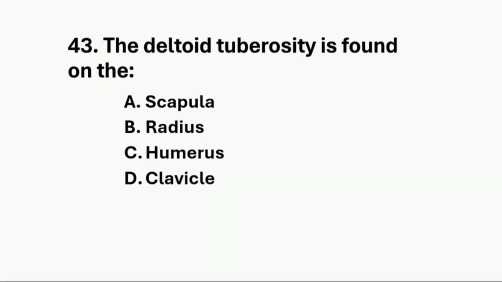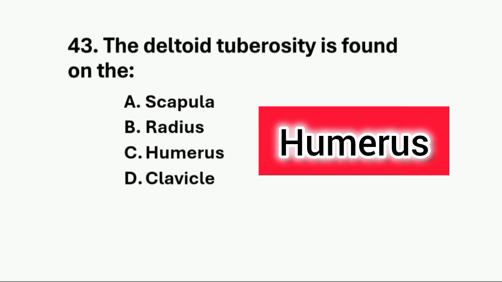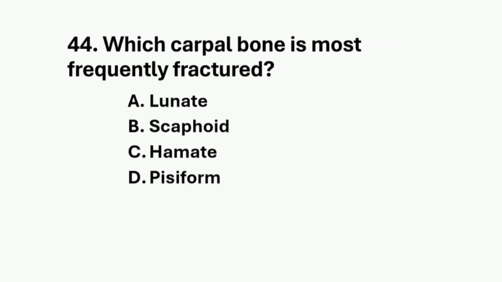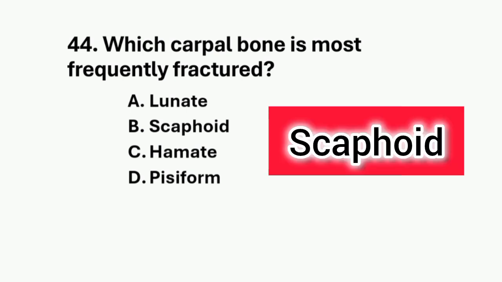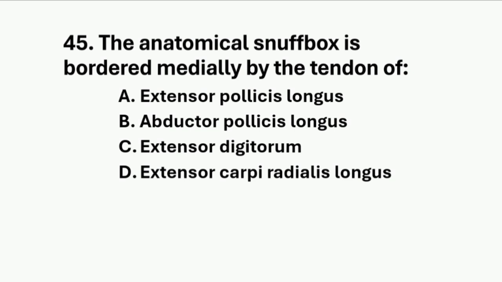The deltoid tuberosity is found on which of the following? Correct answer is option number C, humerus. Which carpal bone is most frequently fractured? Correct answer is option number B, scaphoid.